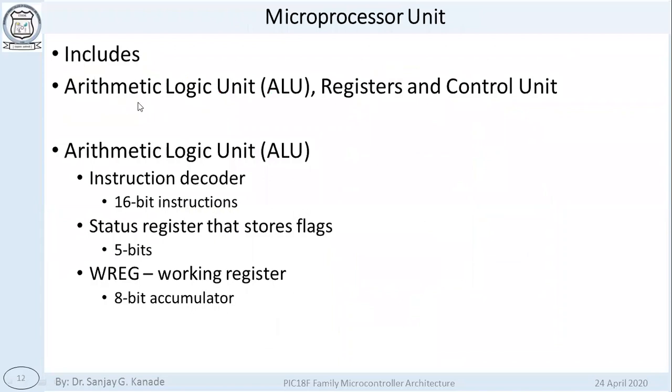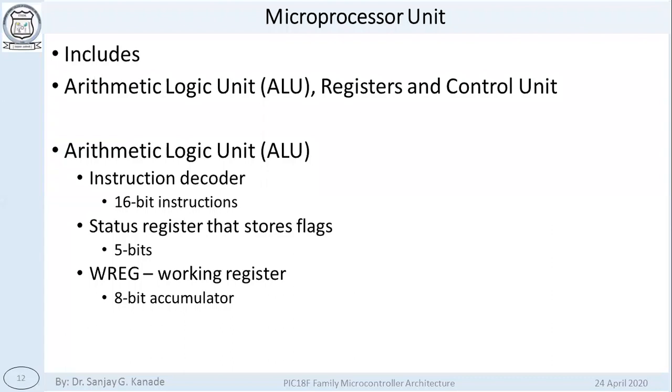From the diagram, you can see there are three sections in the microprocessor unit: the arithmetic and logic unit, registers, and control unit. The arithmetic logic unit you probably already know from the 8085 and 8051; these are similar things, only the numbers have changed. The instruction decoder is 16-bit, so it decodes 16-bit instructions. Most of the instructions in PIC18F458 are 16-bit instructions.